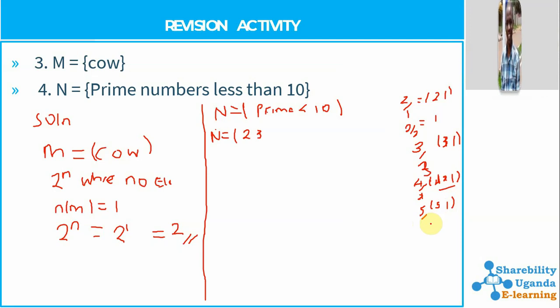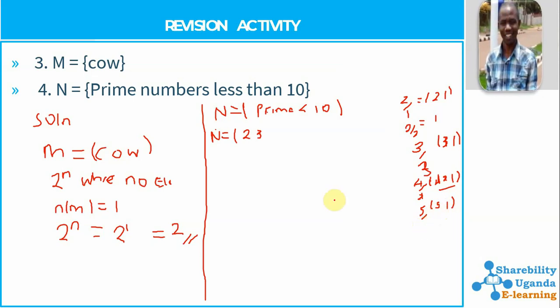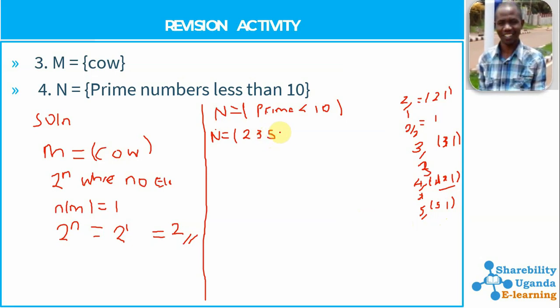Okay, so we can see that 5 also is having only 2 factors, 1 and what? Itself. So also 5 qualifies to be a prime number.